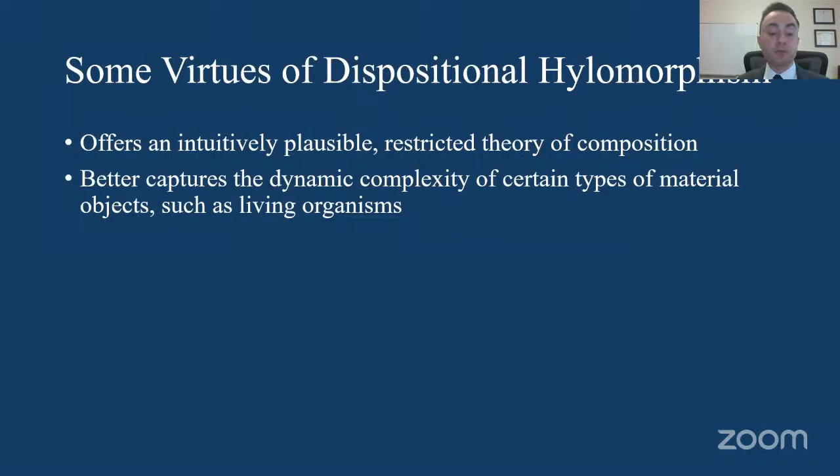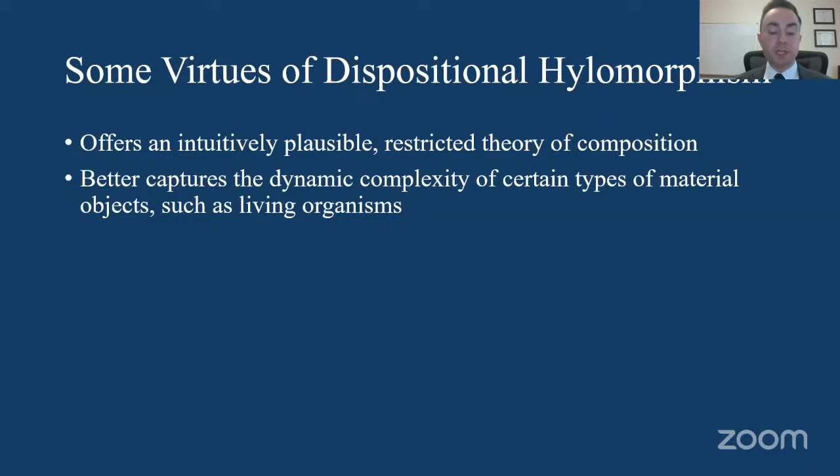Dispositional hylomorphism's restricted theory of composition also points to its ability to offer a systematic approach to natural kinds. Like structural hylomorphists, dispositional hylomorphists take the dispositions or powers that serve as the forms of material objects to be not only kind-specific, but kind-specifying. That is, any particular object is the kind of object that it is because of the particular power or disposition that is jointly activated, manifested, or realized in its parts.